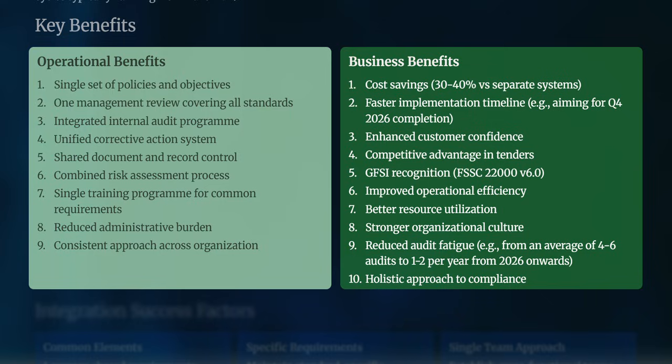The other business benefits: those are GFSI recognized, like FSSC 22000 version 6, and also improved operational efficiency and better resource utilization, a stronger organizational culture, and reduced audit fatigue. So your team doesn't have to go through separate audits all over again. Also, like we said earlier, time saving and audit fatigue reduction: from an average of 4 to 6 audits to 1 to 2 per year. You don't need repetitive audits all over the year. You just need 1 or 2 audits and you are good. And then you will have a holistic approach to compliance.